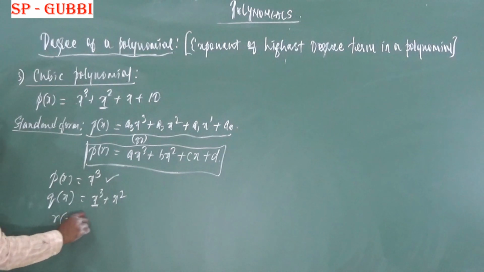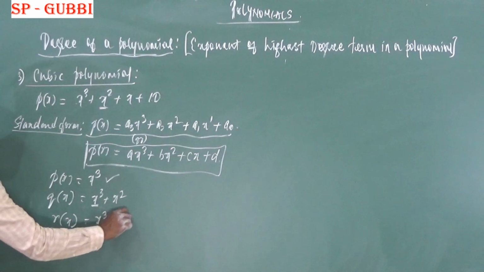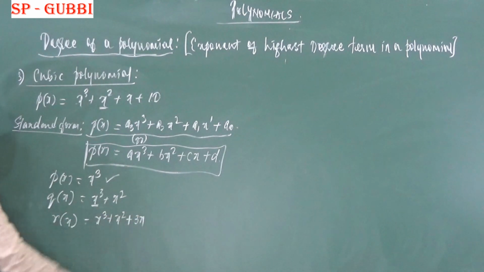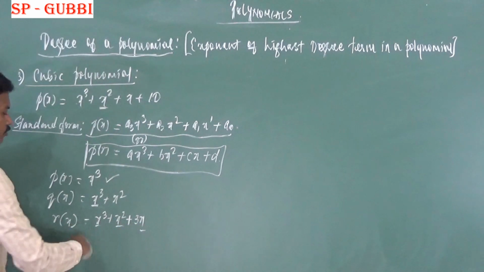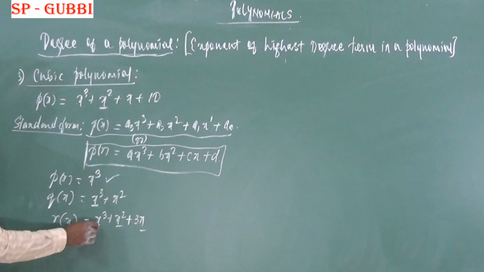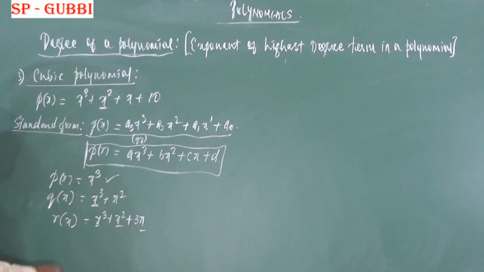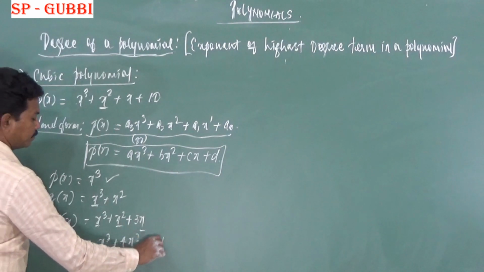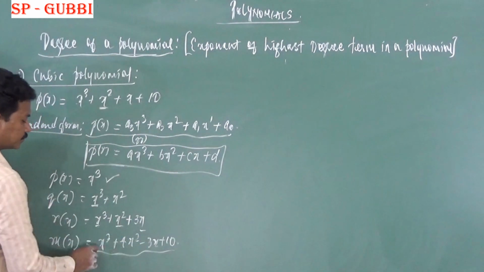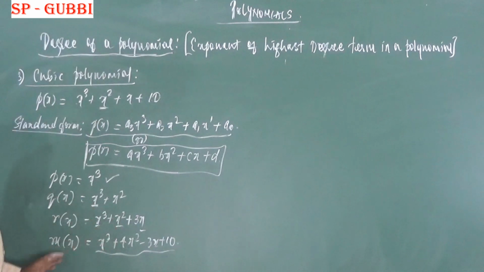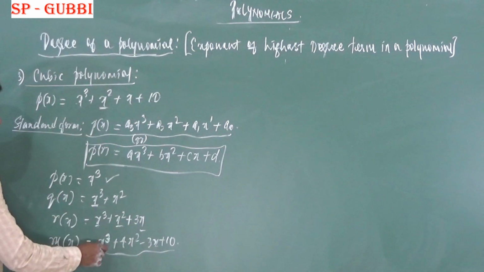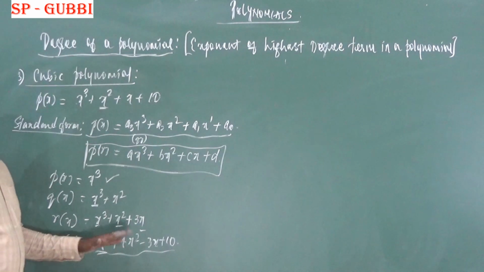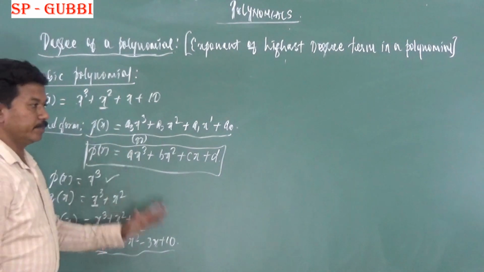R of x is equal to x cube plus x square plus 3x. This trinomial can also be a cubic polynomial because the highest degree of the variable involved is 3, and m of x is equal to x cube plus 4x square minus 3x plus 10. So a polynomial with 4 terms can also be a cubic polynomial. The only thing is the highest degree of the variable should be equal to 3. So this is a cubic polynomial.